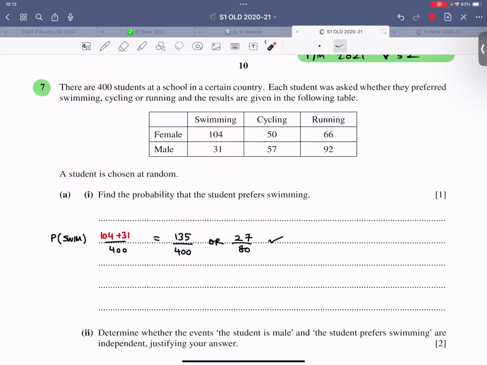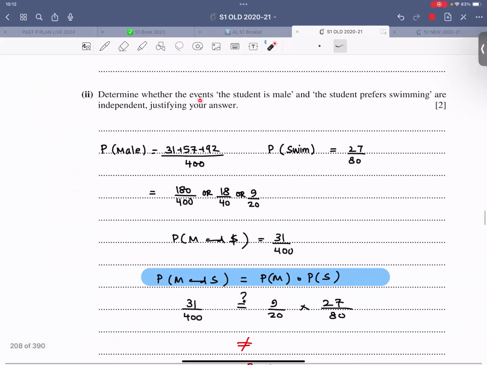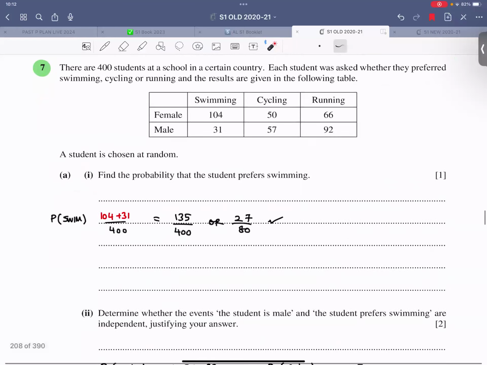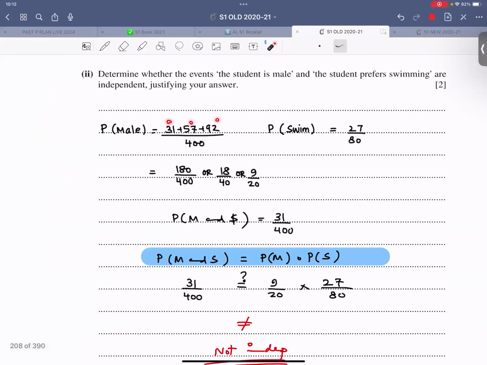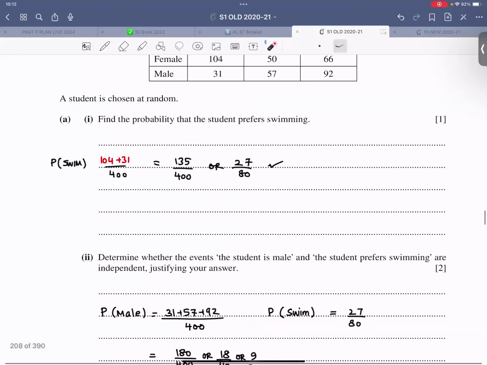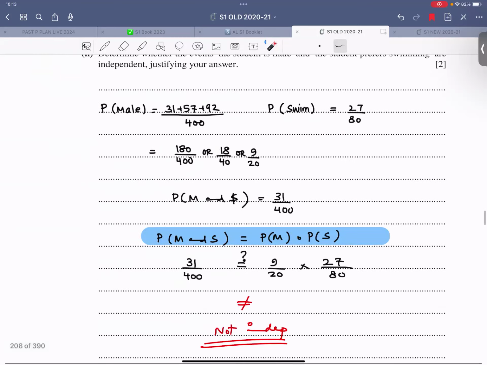No need to reduce it. If you want to, you can. But as such, since the examiner has not specified, this is good enough. Determine whether the events the student is male and the student prefers swimming are independent, justifying your answer. The probability that the student is male, 31 plus 57 plus 92 over 400. Probability student prefers swimming, that's right over here, 27 over 80.